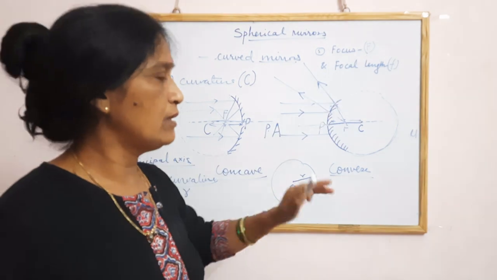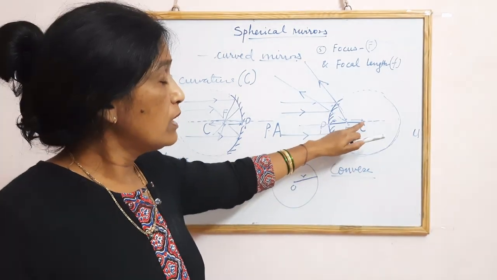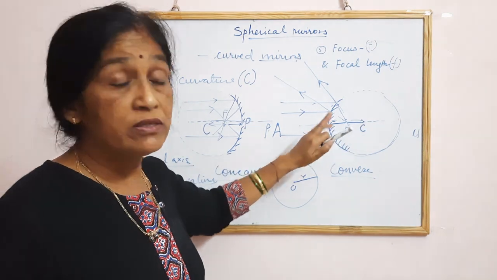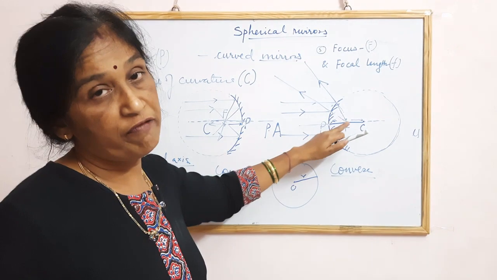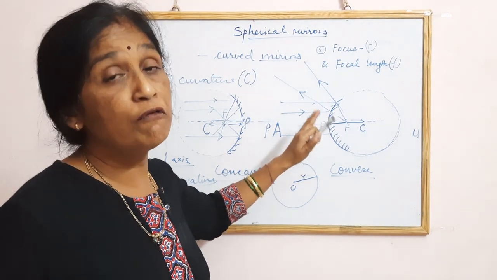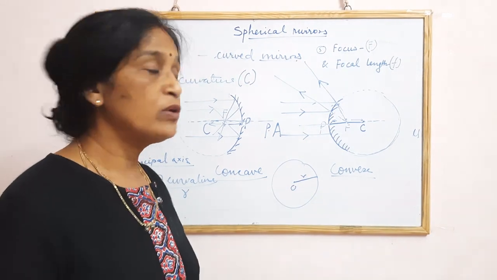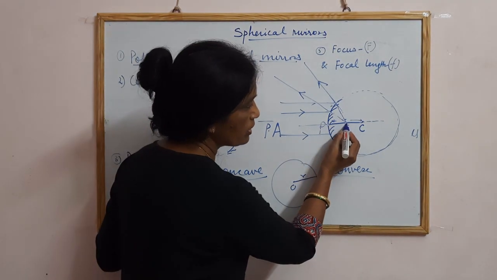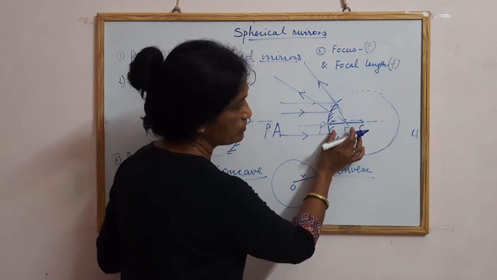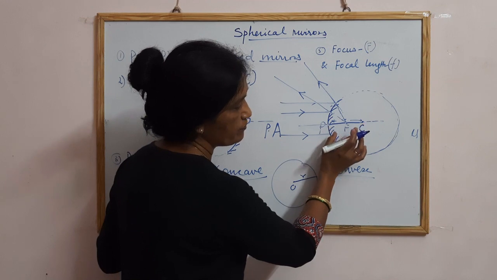Now what is focal length? Focal length is again a distance. As the radius of curvature was the distance between C and P, the same way focal length is the distance between F and P. The distance between C and P is the radius of curvature. And it has been found that this point F is always the midpoint of P and C.